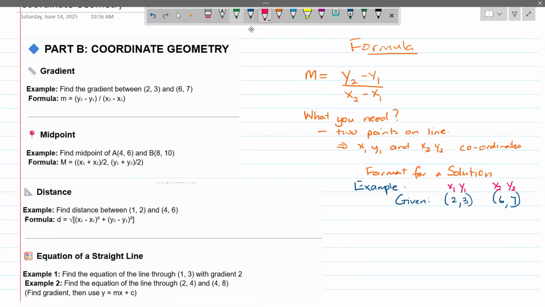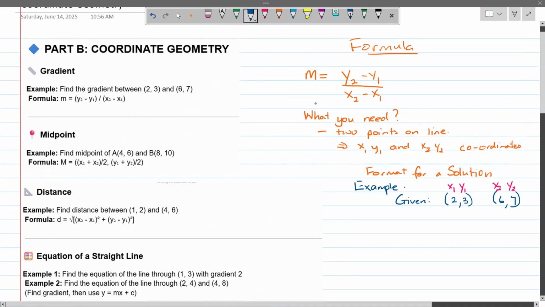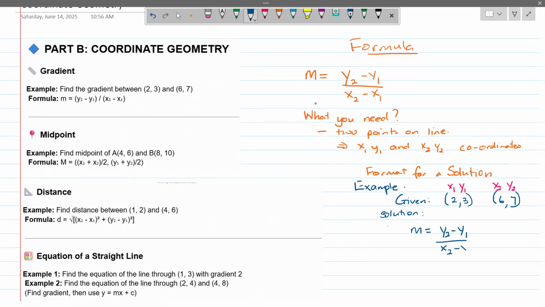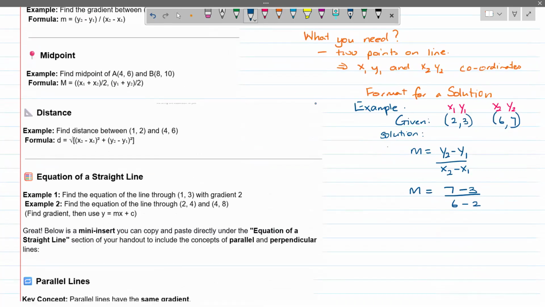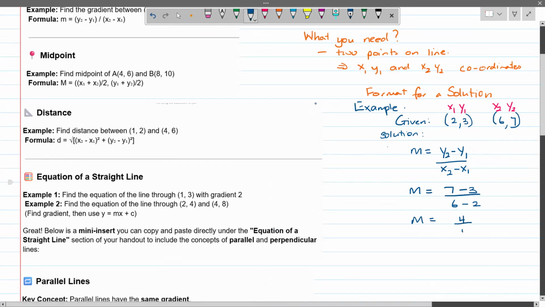The next thing that I will do is I will always quote my formula. All right, so this is the solution part. I'll quote the formula so I could see where I am substituting things in. 7 minus 3 over 6 minus 2. And that will work out to give us 7 minus 3 is 4. 6 minus 2 is also 4. The gradient here will be 1. And that's how we find the gradient of a line.